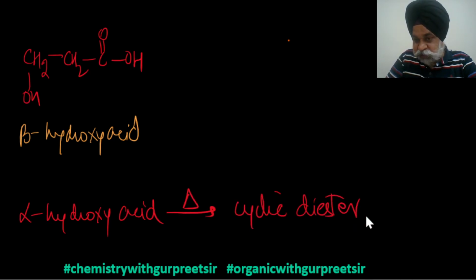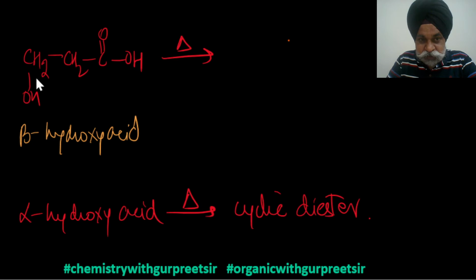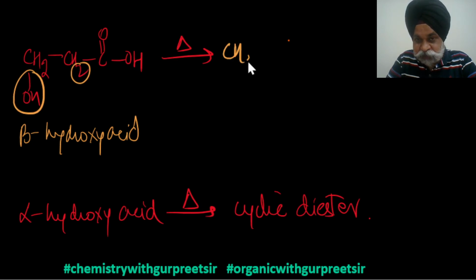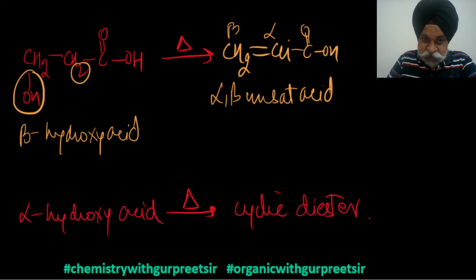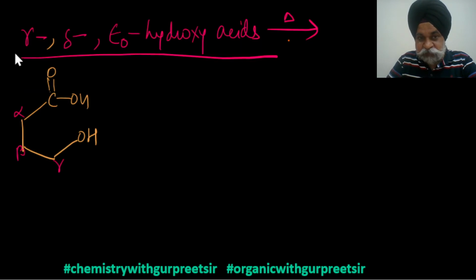And if you have a beta hydroxy acid and it is heated, so OH from here, H from here, this would give you an alpha beta unsaturated acid. This particular compound, we say it is an alpha beta unsaturated acid. So this is another point which you always have to remember. And this is beta, because alpha, beta hydroxy acid. Now, similarly, if you have gamma, delta, epsilon hydroxy acids, what shall be the product formed?